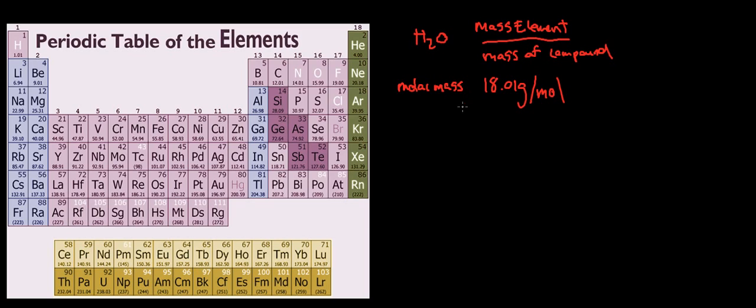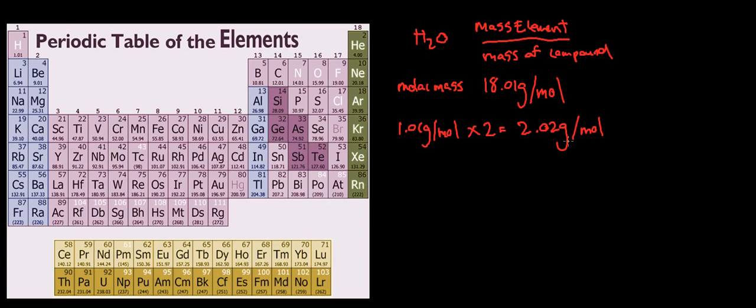To find the percent composition of hydrogen, I need to find the total amount of grams in every mole of this compound, in which case there are 2. So I'd say, what is the molar mass, which is 1.01 grams per mole, and there are 2 of them, times 2, which is going to give me 2.02 grams per mole.